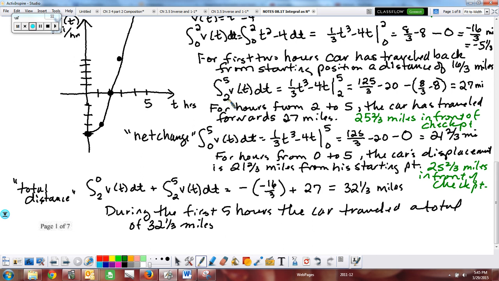2 to 5 tells you your displacement from 2 to 5. To figure out where I am, I have to take where I was at 2 plus my net change. So this 25 2/3 came from -1 1/3 plus the 27. This 25 2/3 comes from where I was at 0, which was 4 in front, plus my net change from 0 to 5, which was 21 2/3. Okay? And then your total distance traveled, again, was this idea of how much total did I travel. I traveled 5 1/3 miles backwards, 27 miles forward, so my car odometer changed 32 1/3 miles.